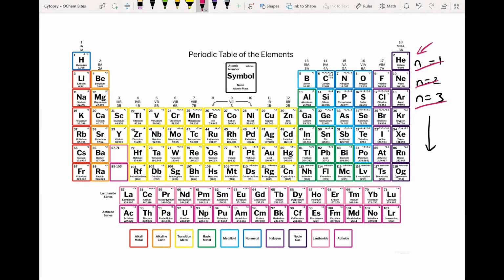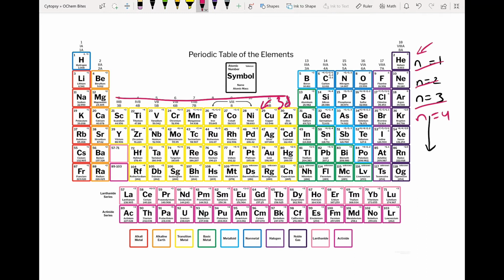Note that these D group elements actually have quantum numbers that are one less than the row number. So in this case, this is the 3D group of elements, even though n equals 4 for this row. And if you don't remember this, you really should see that video in the description. We've discussed all of these trends for orbital numbers in that video.